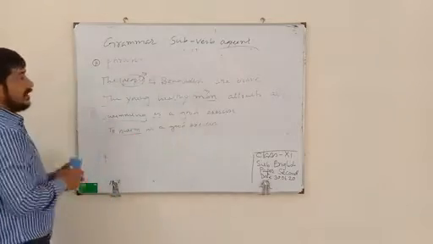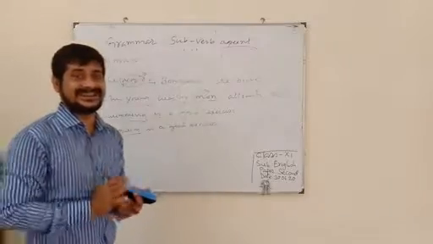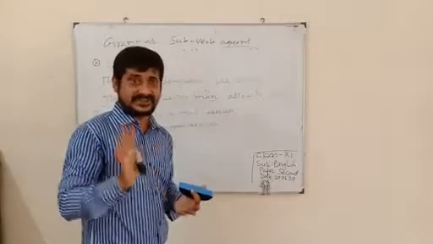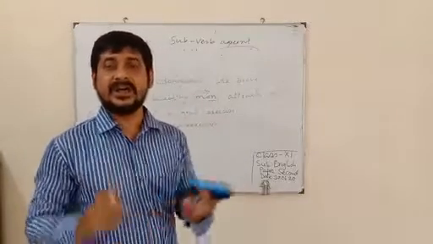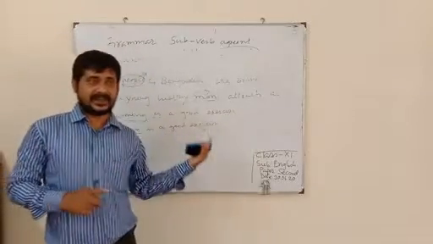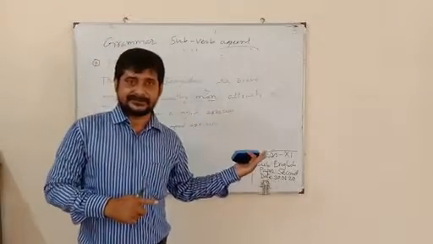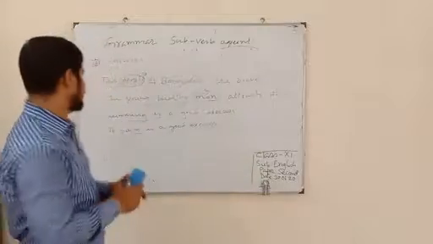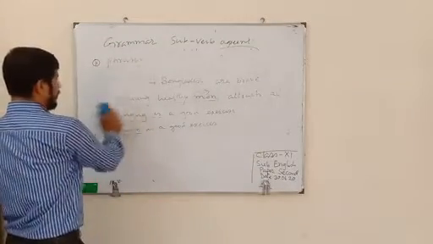Already we have discussed three kinds of subject. First one, noun. Second one, pronoun. Then present participle or infinitive. Number 4.